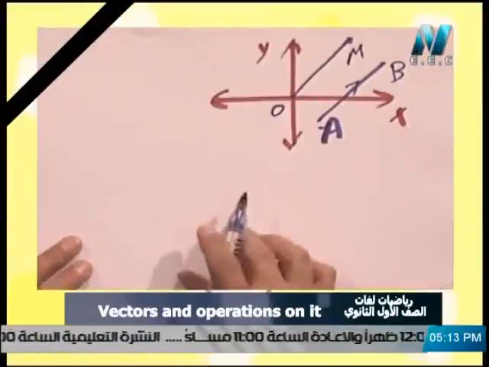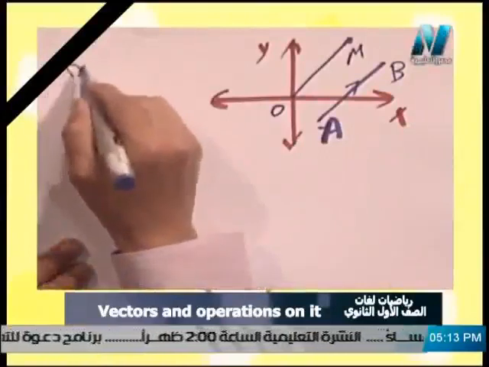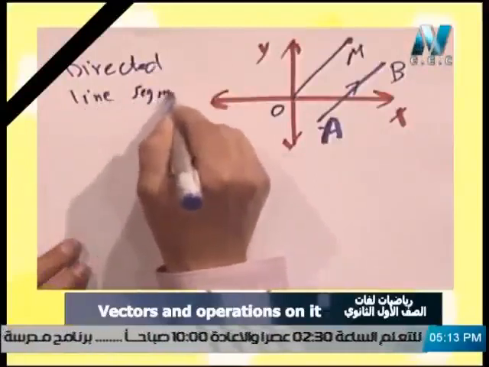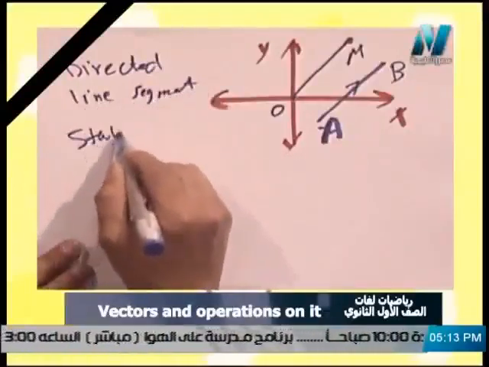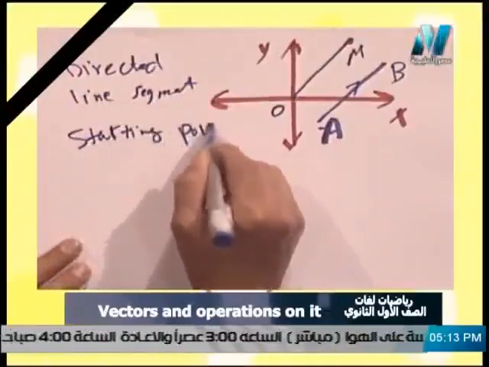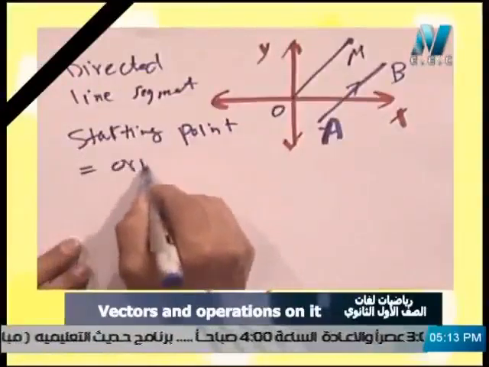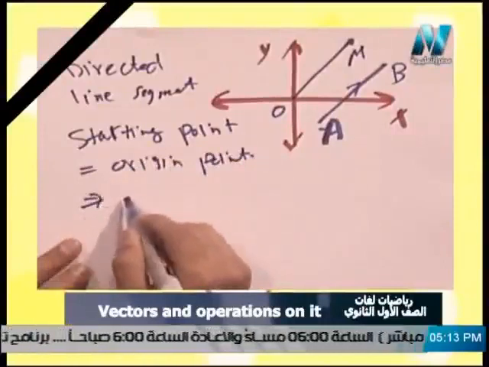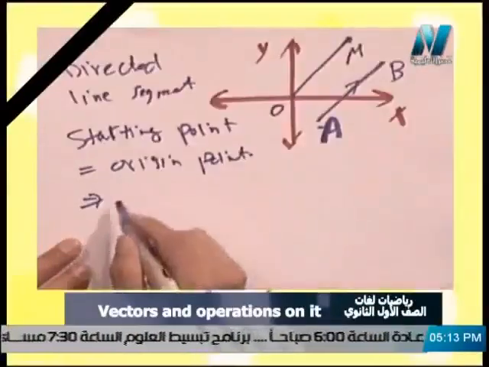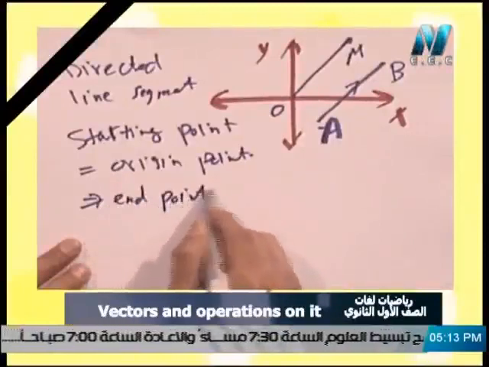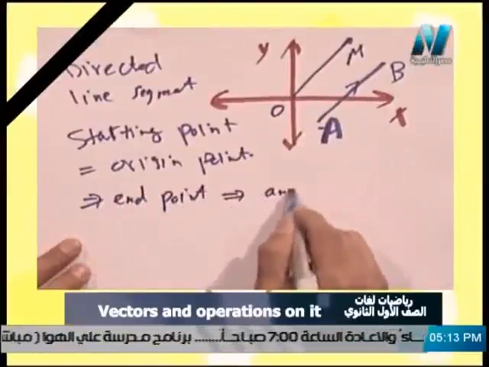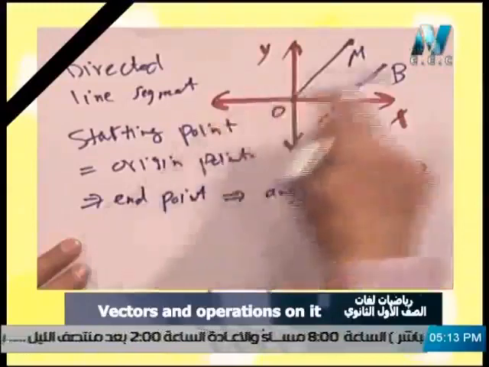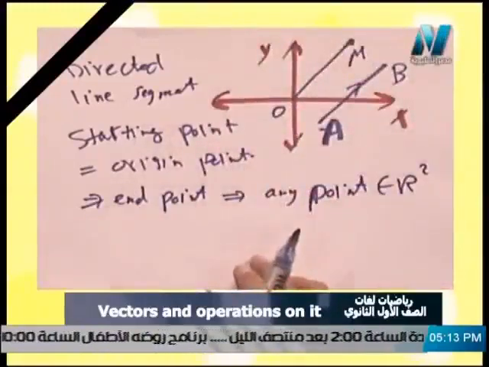So the definition of a position vector is a line segment, a directed line segment. Its starting point is what? It is the origin point. And its terminal point or end point is any point that belongs to R2. What is R2 again? R2 is any point here in the XY coordinates. Okay?